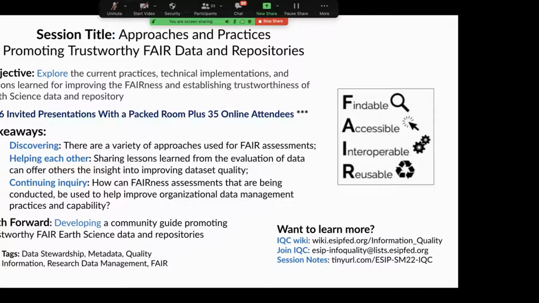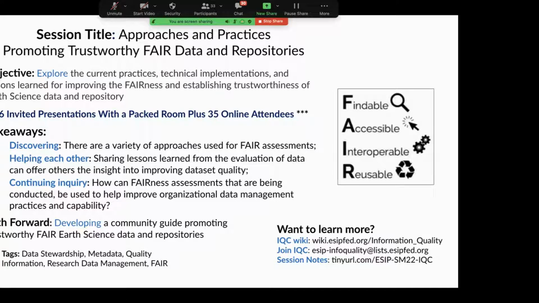And our path forward is to develop a community guide to help the data stewards and data producers and repositories that are going to be dealing with the requirement for complying with the FAIR principles.